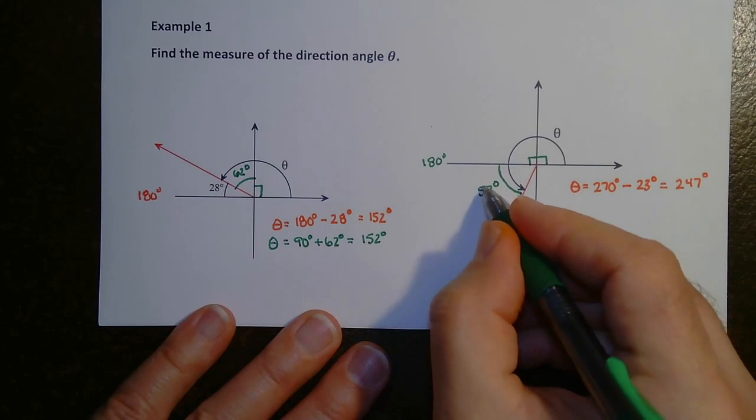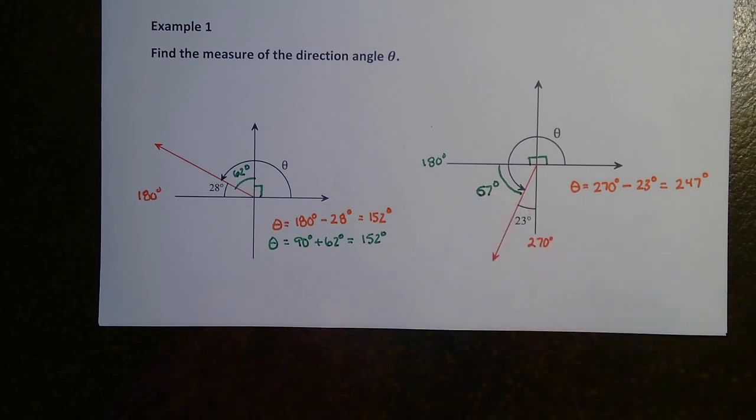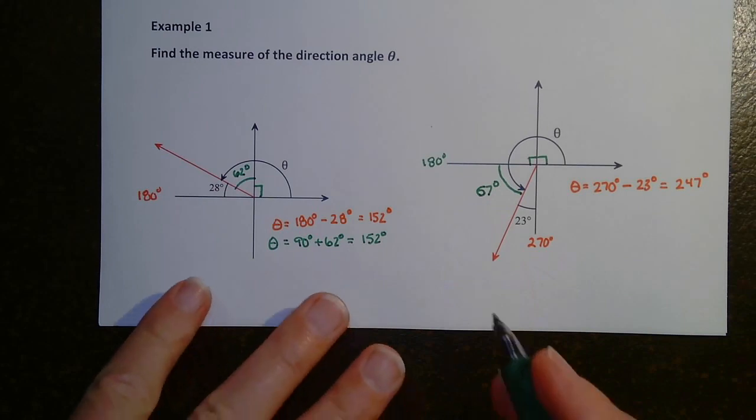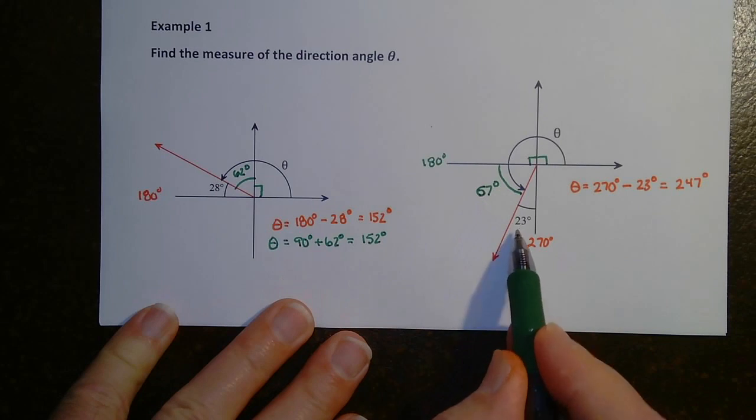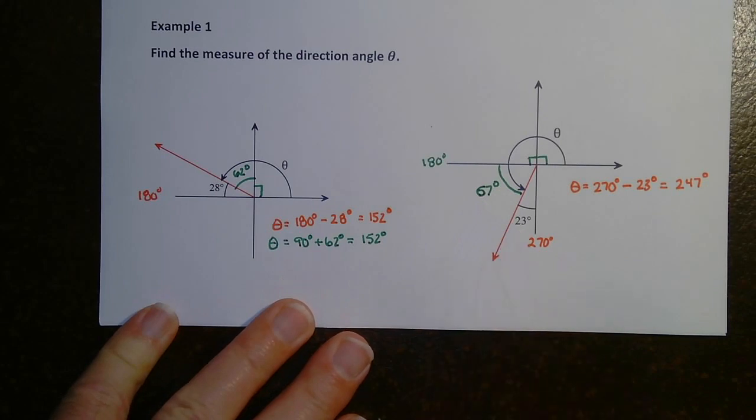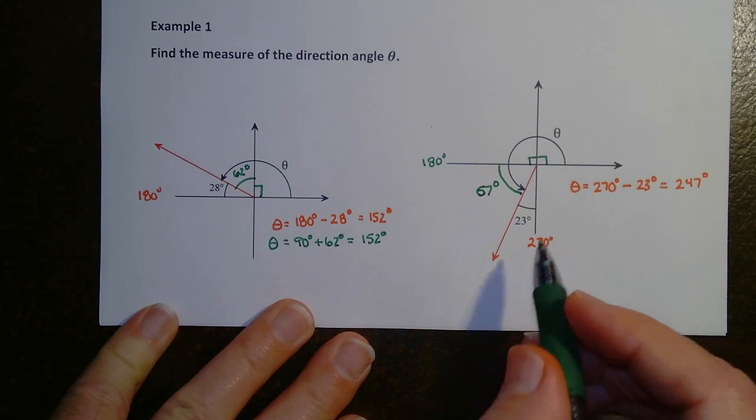67 degrees, sorry. Okay, it should be 67 degrees. I was trying to do math in my head and I made a mistake. Okay, so 67 degrees, because 67 degrees and 23 degrees makes 90 degrees. Okay, all right. So now, how could I get this one?